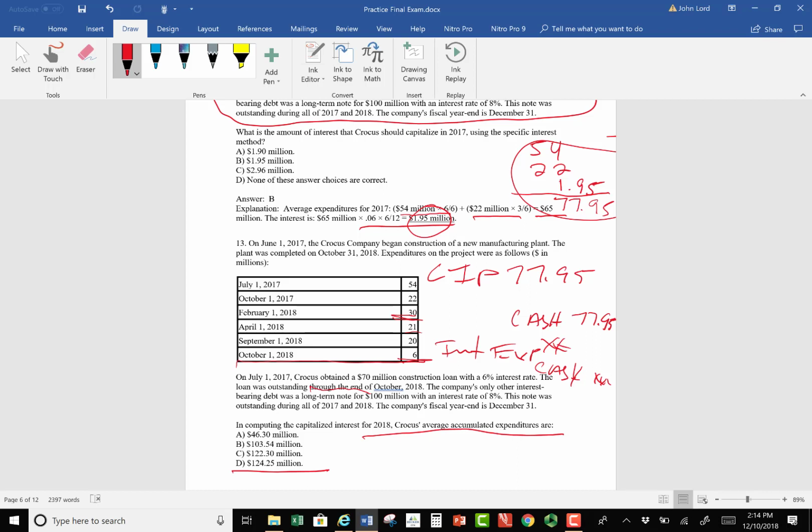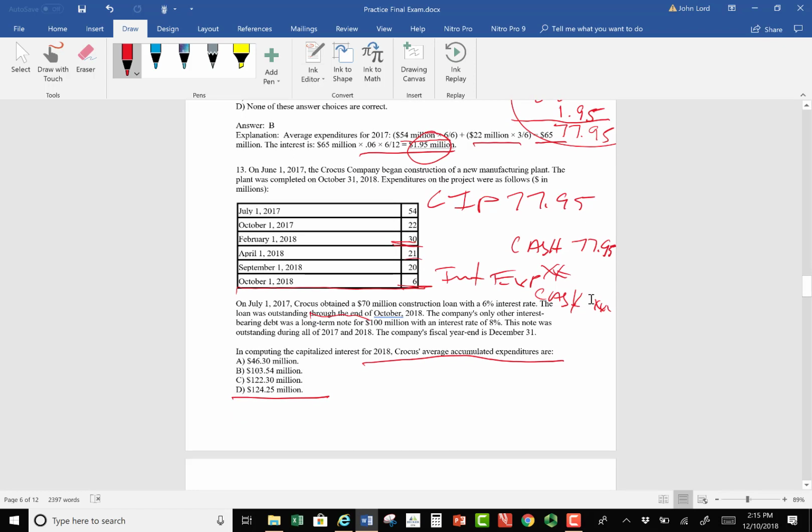So we're just capitalizing that portion of interest that we did by applying the interest rate on the specific borrowing to the weighted average of accumulated expenditures. That amount gets capitalized. Well, that's a purely balance sheet thing. It sits on the balance sheet, doesn't it? But those expenditures are still outstanding as we go into the new year. They were outstanding for what? For the entire 2018. Not 2017. We're going to 2018 now. It was outstanding for the entire 2018.